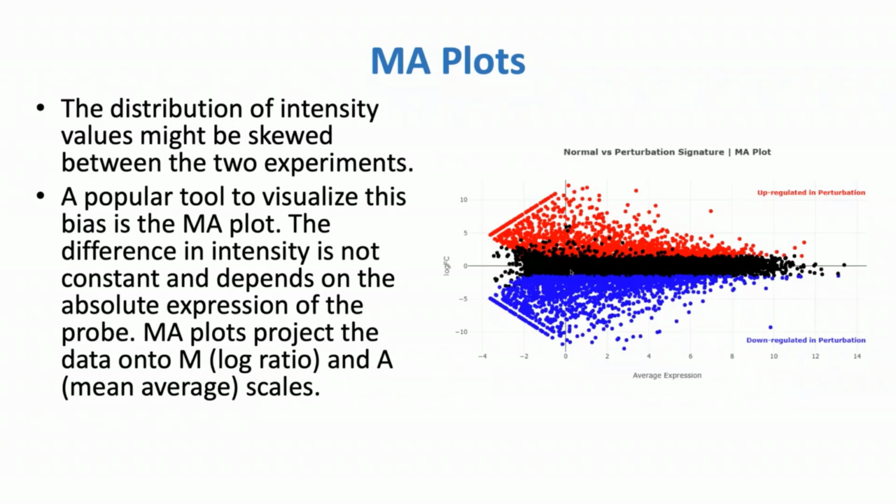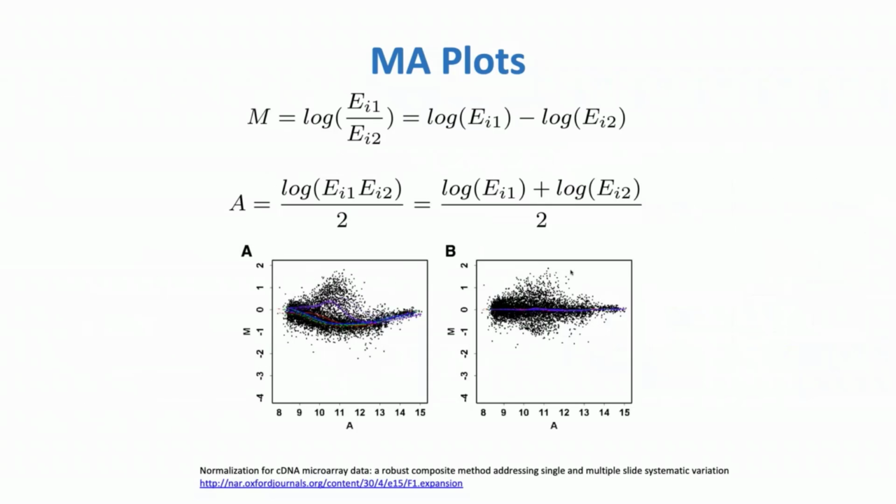So like an MA plot has 2 axes. The x-axis is the average expression of a gene across the samples that we look at. And then the y-axis is the dispersion or the standard deviation of the gene expression in those samples. And so this is kind of a simple example of that.